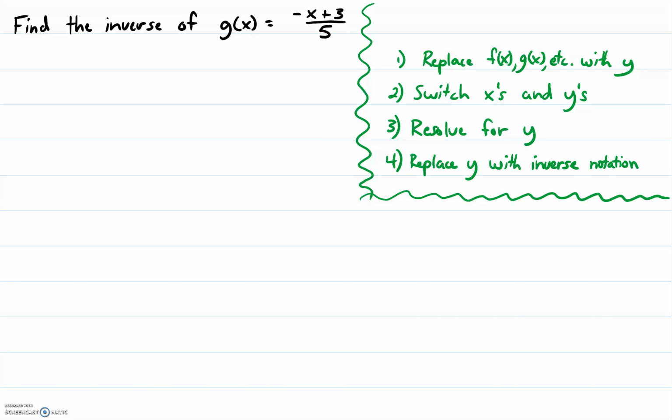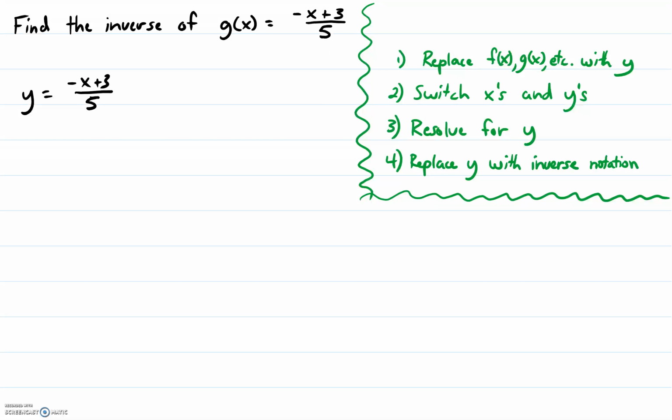Anytime you want to find the inverse, you just go through these steps. The first one being replace the f of x, the g of x, the h of x, whatever function notation you have, with y. So let's go ahead and do that for this problem. In the place of g of x, we're going to write y instead. And so we're going to say y equals negative x plus 3 all over 5. So it's not a very hard first step. You just switch your f of x, your g of x out for y.